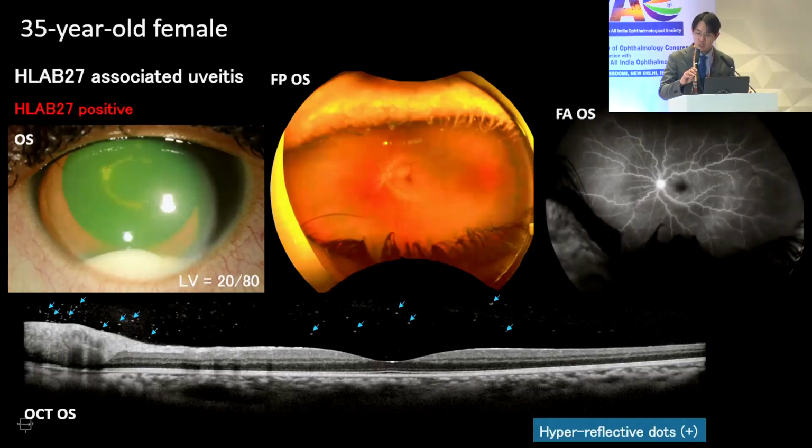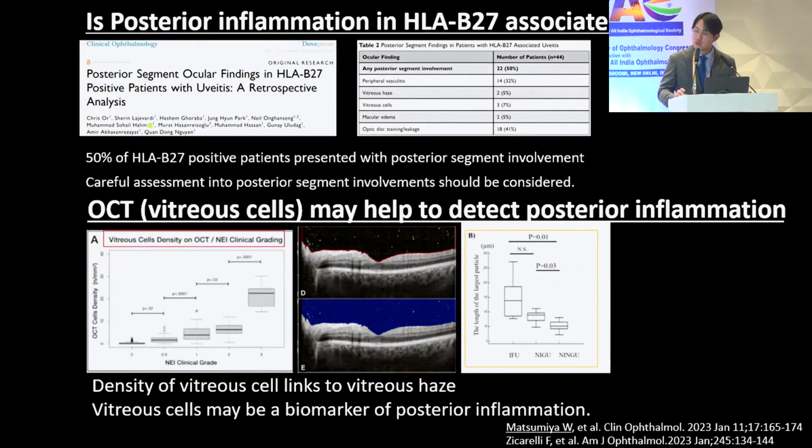So actually, FA was performed in this case, and it showed a leakage from the optic disc and the retinal vasculature, confirming the presence of the posterior inflammation. So posterior inflammation in HLA-B27 associated uveitis is not rare. According to the report from my colleague at Stanford University, about 50% of the HLA-B27 positive patients presented with posterior segment involvement. So careful assessment of the posterior segment should be considered even in anterior uveitis.